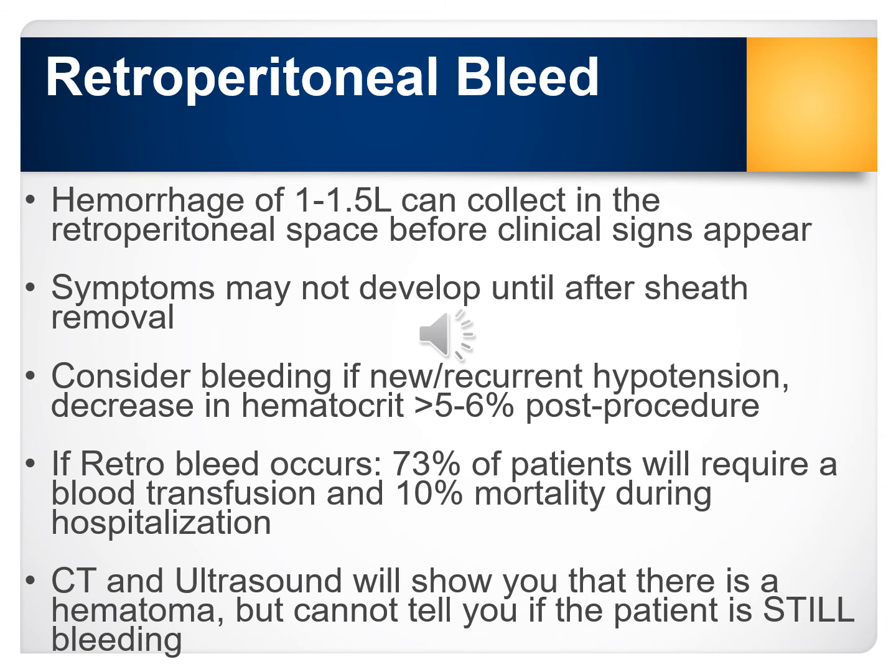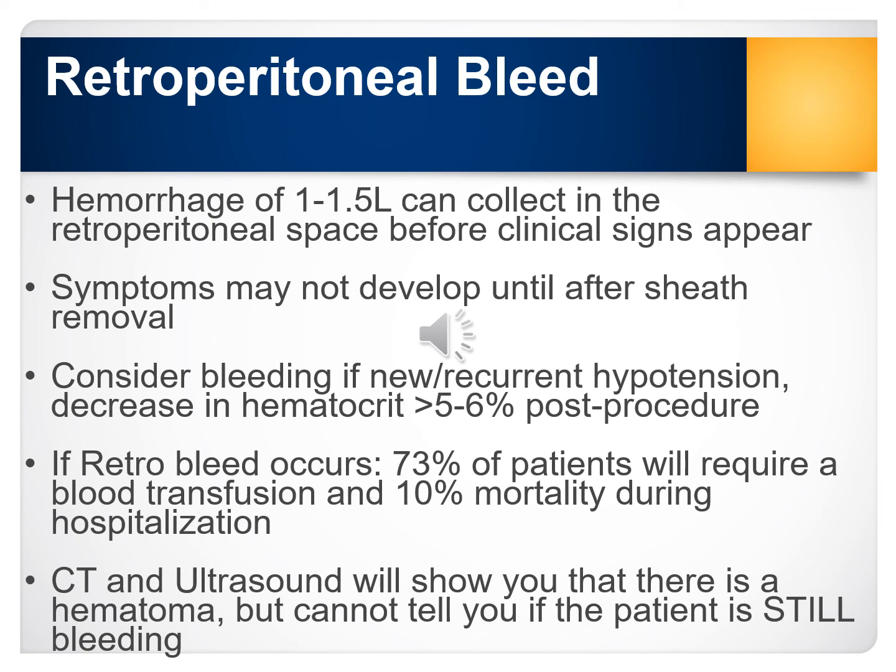Things to keep in mind regarding the retroperitoneal bleed is that a person can hemorrhage 1 to 1.5 liters before they show any signs and symptoms. Signs and symptoms might not appear till after the sheath is removed. If you're monitoring hemoglobin and hematocrits, you could consider that there would be a bleed if you see a greater than 5 to 6% decrease post-procedurally.